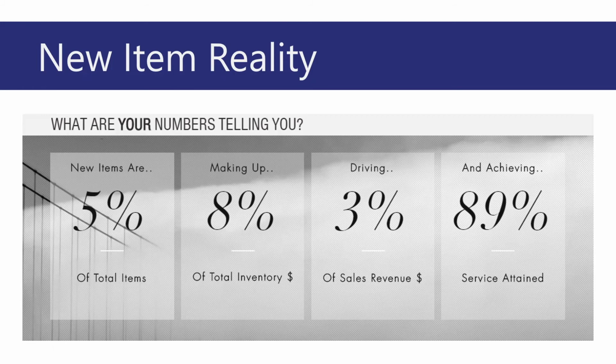Feels pretty good here. My new items make up 5% of my SKU count, but they're currently making up 8% of my inventory dollars. So I'm a little top heavy there, but that's normal. Unfortunately, they're only driving 3% of my sales revenue. So that's a little out of whack, but again, that's going to be a little bit normal, but it shows why we have to monitor this so closely, because it's normally a category that has some strange values to it. You've got to really watch closely. Unfortunately, I'm only achieving 89%, where I normally achieve 97. I'm only hitting 89% on these.